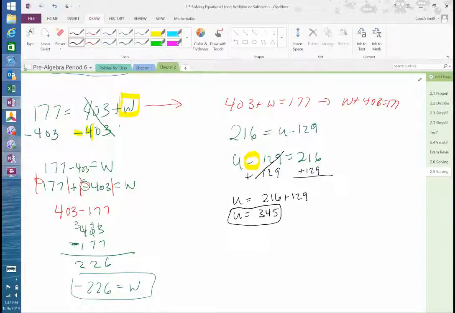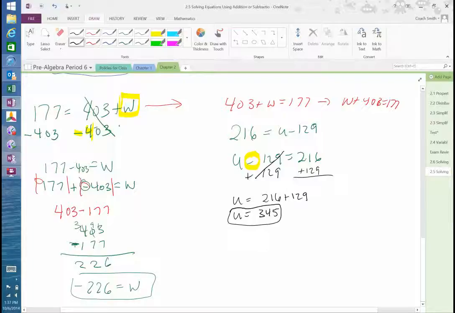Now, what did you do, Haley? I added 216, or subtracted 216. Okay, so you went 216 minus 129? I subtracted, or I canceled out. Okay, but you still wouldn't.